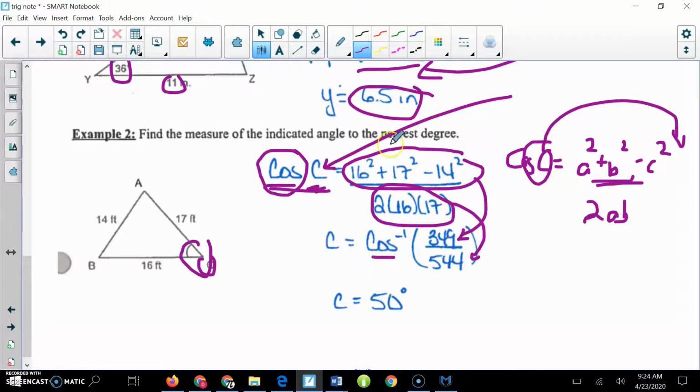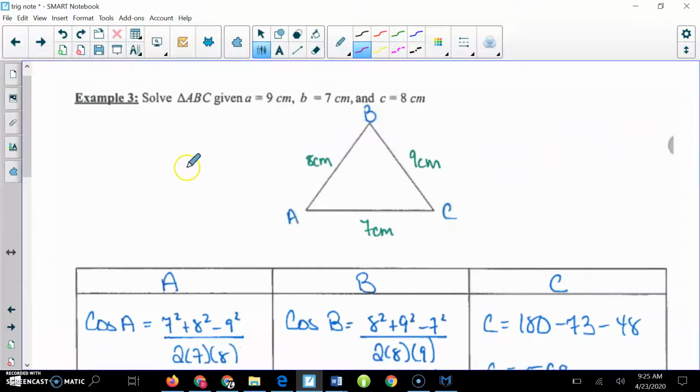Some of you might be able to throw this entire thing on your calculator and try it. It's up to you. But I think you find out the top, you find out the bottom, you divide, and then you hit second function cos. That's what I would do. And that's it. There are not many other questions than that.